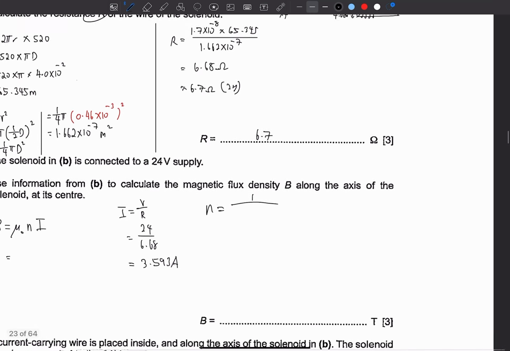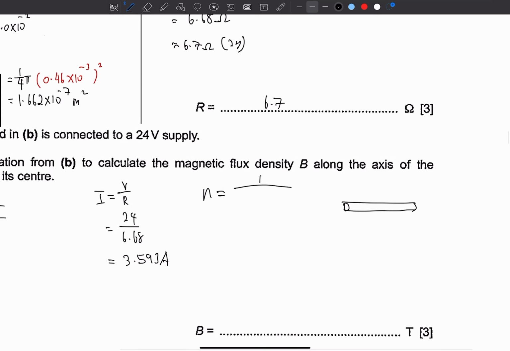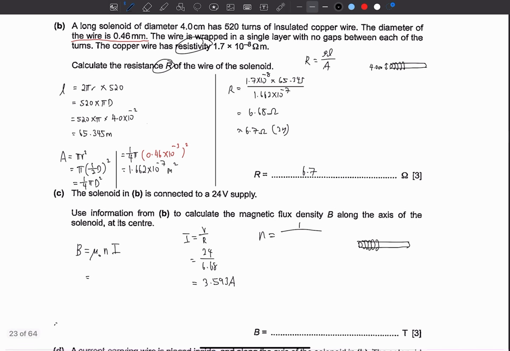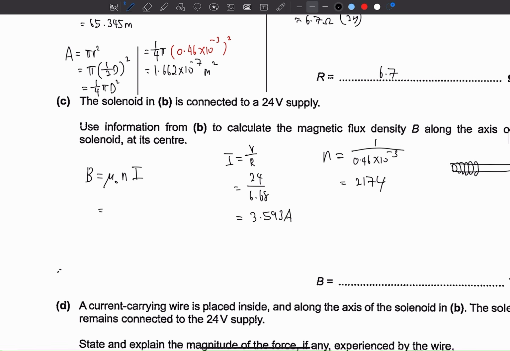So what do they mean by number of turns per unit length? It just means given a 1 meter length solenoid and using a wire of a certain diameter, how many times can I wrap this wire along the solenoid before it reaches 1 meter? So we simply have to take 1 meter divided by the diameter of the wire. And the diameter of the wire is 0.46 millimeters, which gives us 2174.